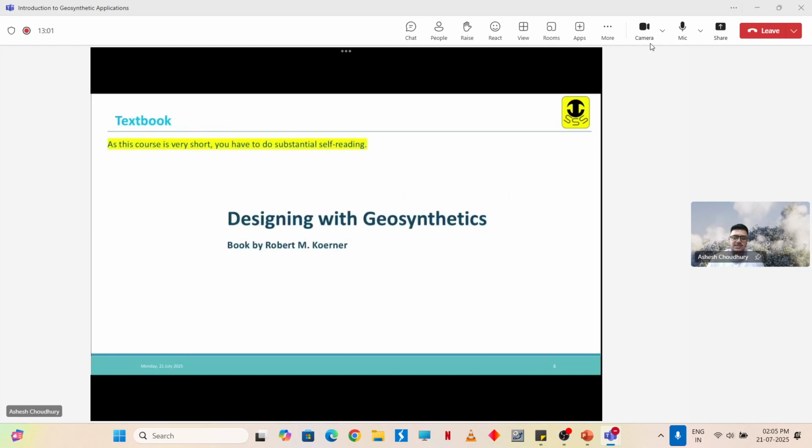As I mentioned, as this course is very short, you have to do a substantial amount of self-reading, and for that I prefer this book, Designing with Geosynthetics by Robert M. Koerner. This book is one of the best books that I found that deals with the topic of geosynthetics. The language is very simple and everything is properly explained. There are some example problems also. So please go through this book, and you will see that if you read this book yourself, you will be able to understand the concepts in a much better way.